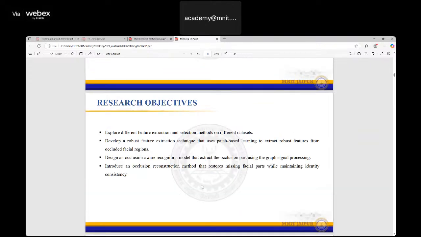So what are the research objectives? Again, see, this is the work of Manisha, see how she has done it: explore different feature extraction and selection methods, and develop a robust feature extraction technique that uses patch-based learning to extract robust features. Design an occlusion-aware recognition model that extracts the occluded part using graph signal processing.